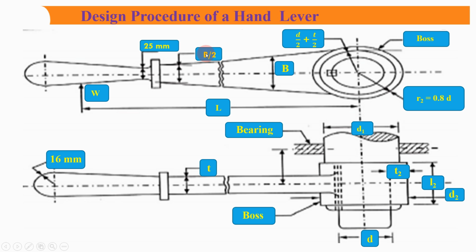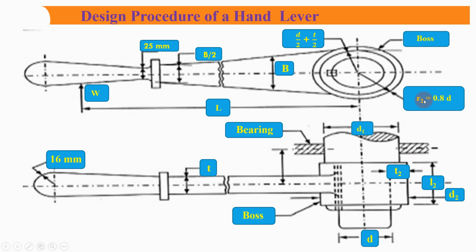How is a hand lever designed? In this image you can see a hand lever. Let us first see the various parts of the hand lever. You can see the boss, then the bearing. L is the length of your hand lever, W is the load which is to be lifted, and this is the dimension of your load arm, that is 25 mm. B, D by 2, T by 2, all these we are going to see.